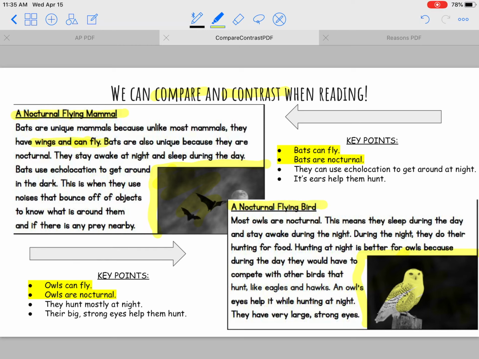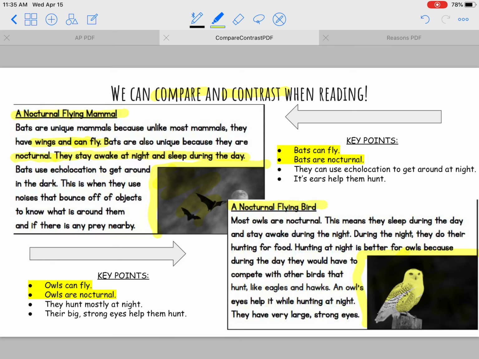All right, so some key points in this article are that bats can fly and that they have wings. Okay, so I'm going to underline that right here. Bats are also nocturnal, and nocturnal is a really big word. You may or may not know what this means. If you don't, we can go back in the passage and we can find some evidence. So it says bats are also unique because they are nocturnal. They stay awake at night and sleep during the day. So I know the sentence right after is probably going to tell me that big vocabulary word. So now we know nocturnal means that animals sleep during the day and stay awake at night.